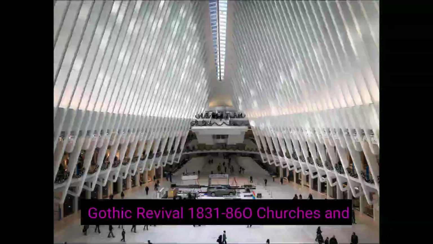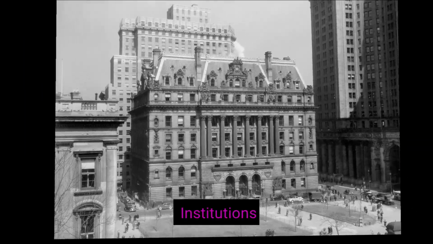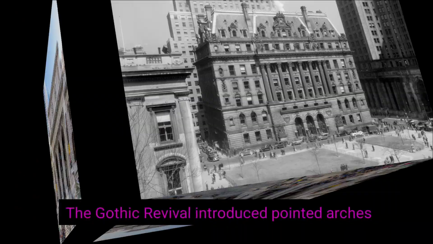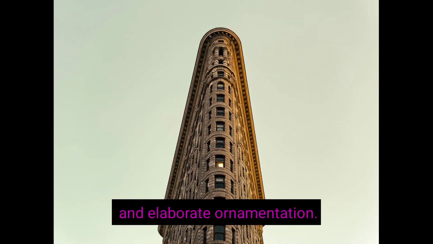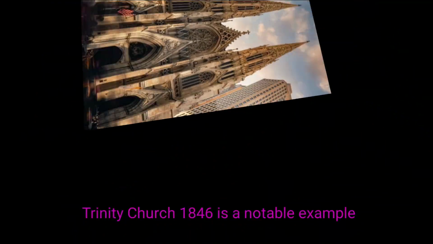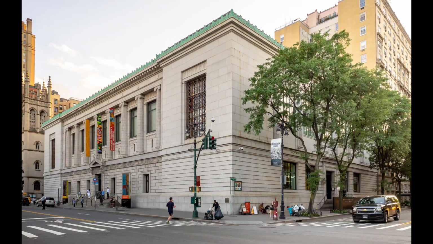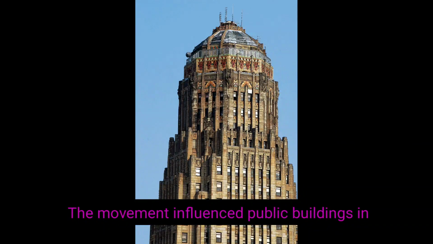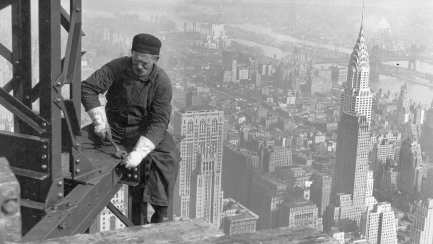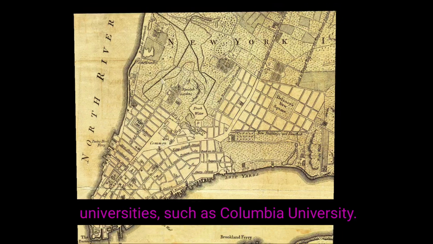Gothic Revival, 1831–1860. Churches and institutions. The Gothic Revival introduced pointed arches and elaborate ornamentation. Trinity Church, 1846, is a notable example, blending Gothic elements with local materials. The movement influenced public buildings and universities, such as Columbia University.